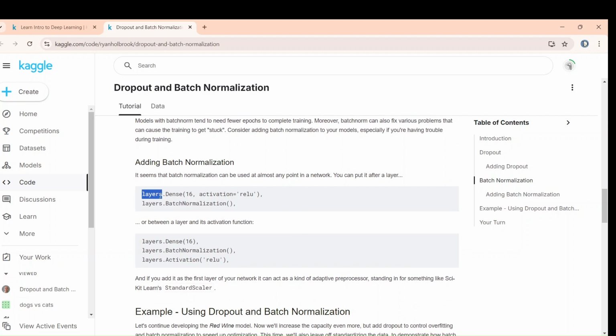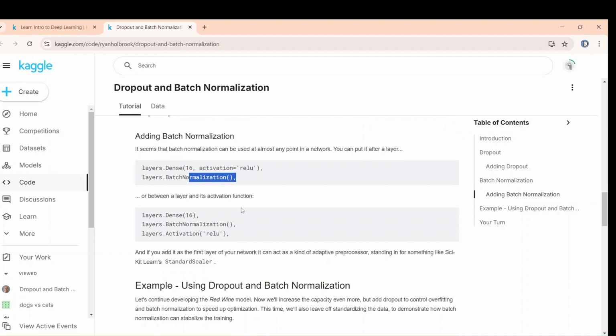See, here I have used layers.Dense, a dense layer with 16 units and ReLU activation function. Next, you apply a batch normalization layer. So what happens? Whatever the output from this layer is will be normalized, brought to the same scale, using the mean and standard deviation. So this is a way by which you can do batch normalization.